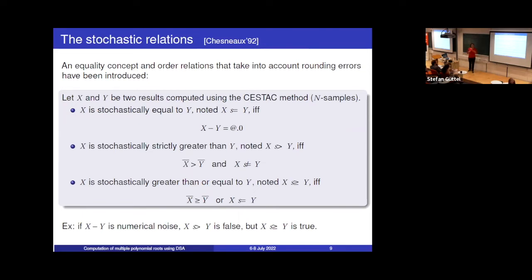introduced. So we say that 2 results are stochastically equal if their difference is a computational zero. We also have a relation stochastically strictly greater than, a relation stochastically greater than or equal. And just to give an example, if we have a difference between 2 computed results which is numerical noise, the stochastic strict relation is false, but the relation, for instance, stochastically greater than or equal is true.